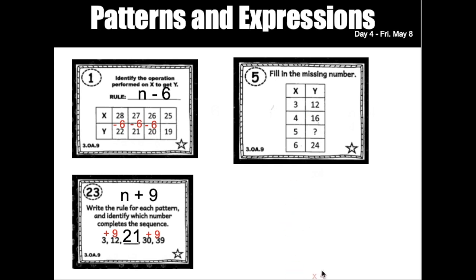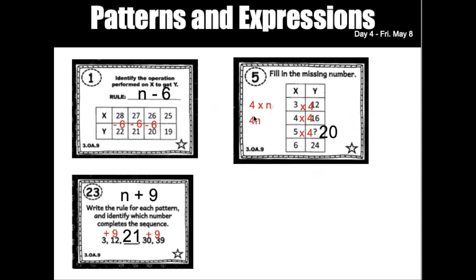3 times what is 12? 3 times 4 is 12. Is 4 times 4, 16? Yes, it is. So I can apply the same thing to find my missing number. 5 times 4 is 20. So my pattern rule is to times by 4, so I can write n times 4 or 4 times n like that, or I can write it the algebraic way where I attach the variable to the number.